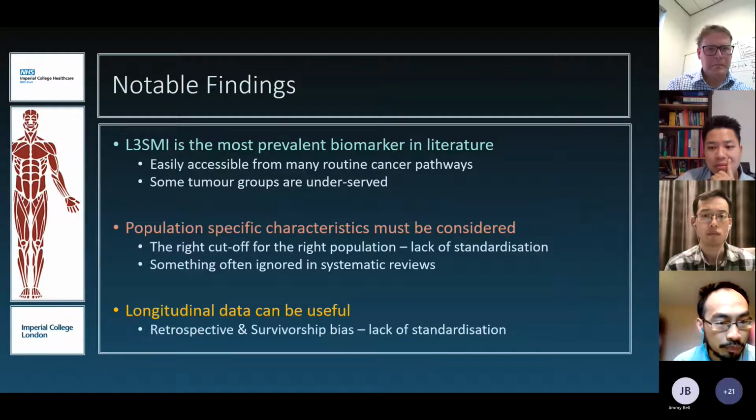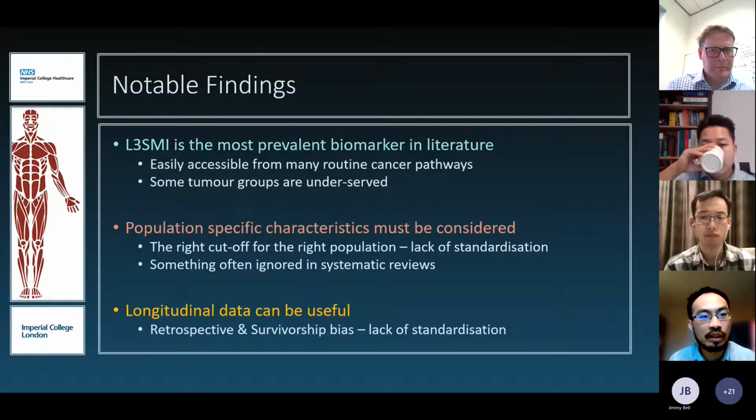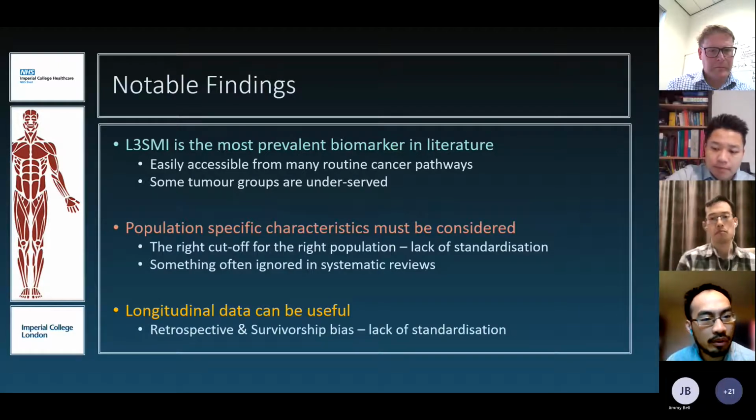so you end up losing the ability to do that in the brain population. And I think another message is population-specific characteristics must be considered, finding the right cutoff for the right population. There's a lack of standardization. I think it's impossible to standardize still, because all of these studies tend to be single center, very few are multi-center. So you're really looking at isolated populations and deriving cutoffs from isolated populations. It's very hard to generalize beyond that.